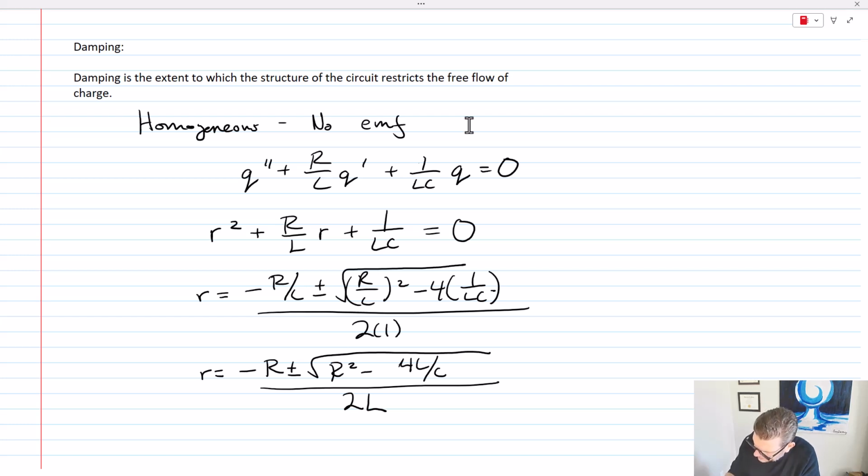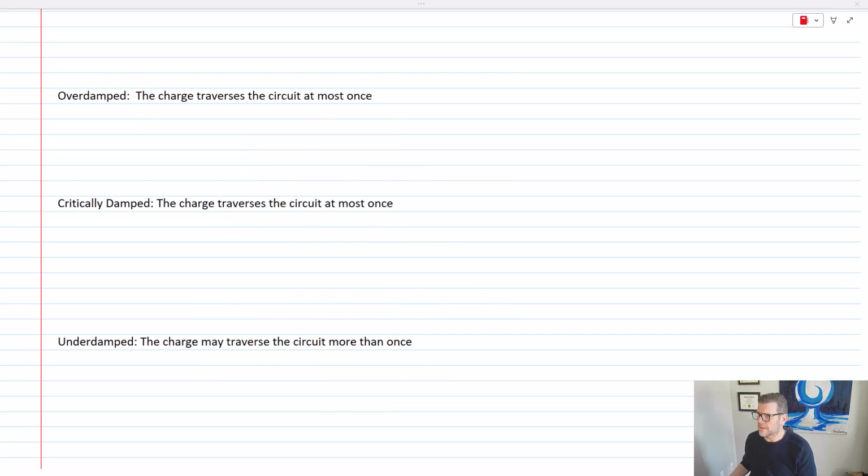For our purposes of telling us about damping, we're going to concentrate on this R squared minus 4L over C. And the reason why is because it's going to tell us the kind of roots that we're going to get in terms of our solutions to the differential equations. So remember, we've got 3 different kinds of roots that we could have. We could have repeated roots, we could have distinct real roots, or we could have complex roots. And each one has a different set of solutions for the differential equation, and they look very different from the standpoint of damping. So let's take a look at those.